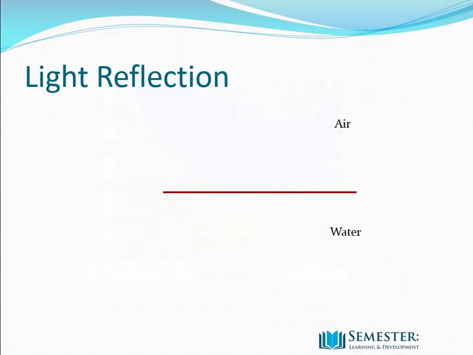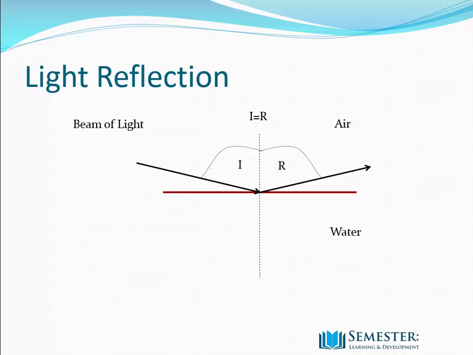Reflection, on the other hand, is needed for fibre optics to work. So a beam of light comes in at an incident angle and is reflected off the surface. When the incident angle equals the reflected angle, we have reflection.